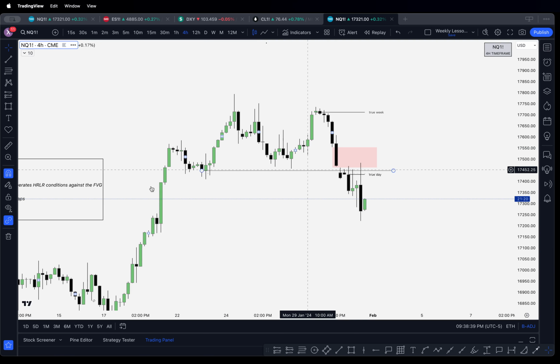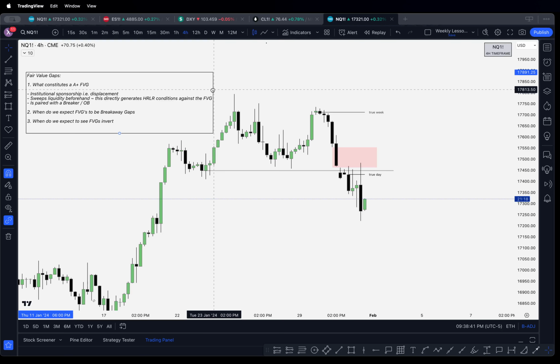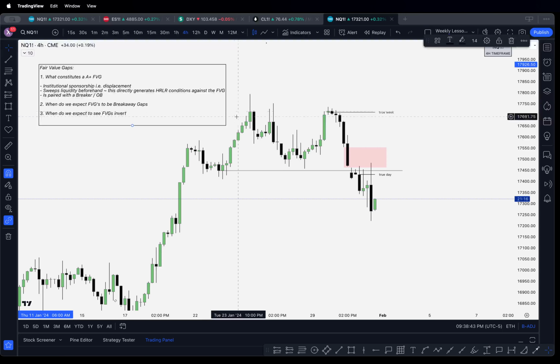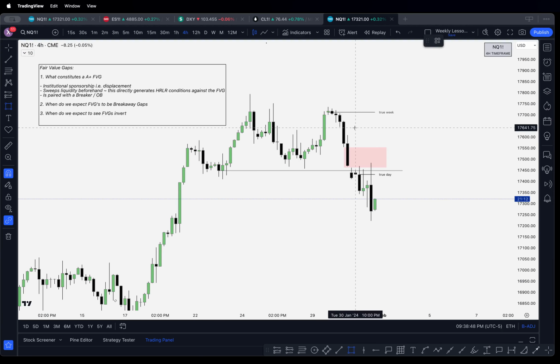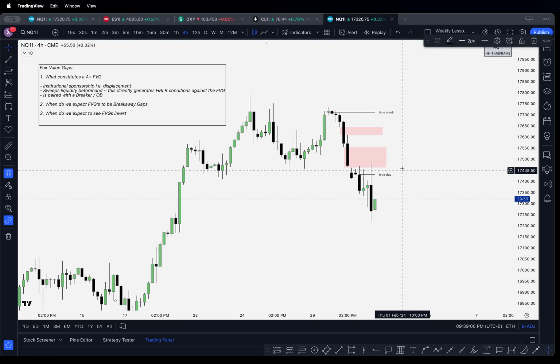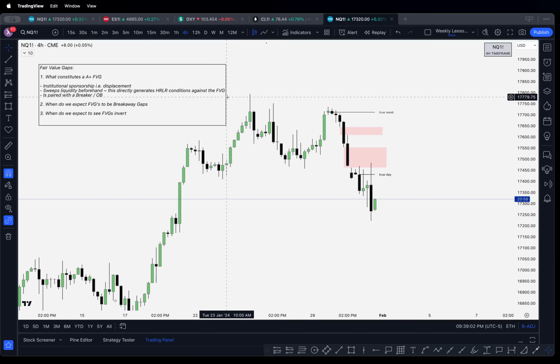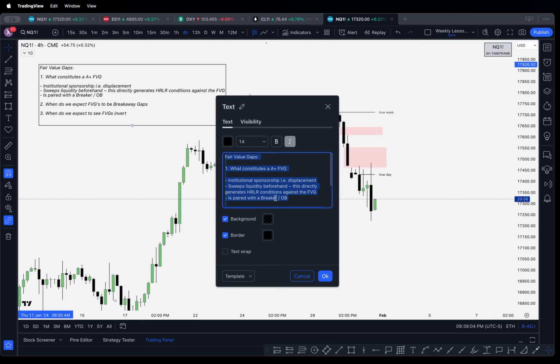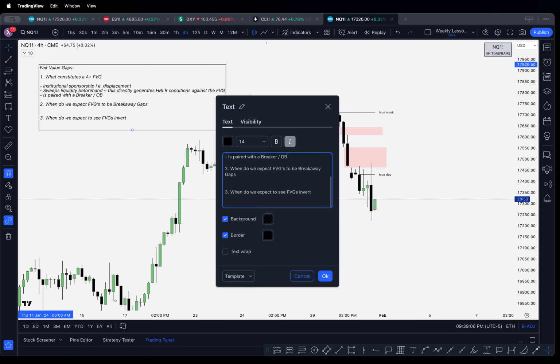Okay. Now this is going to lead us into the next conversation, which is when do we expect FVGs to be breakaway gaps? Why do you think that this fair value gap, even though it's more in discount, doesn't get filled in? It's a premium. Well, if it's premium, you'd want it to get filled in, right? Yeah, so we can start actually looking at when we expect fair value gaps to be breakaway gaps.